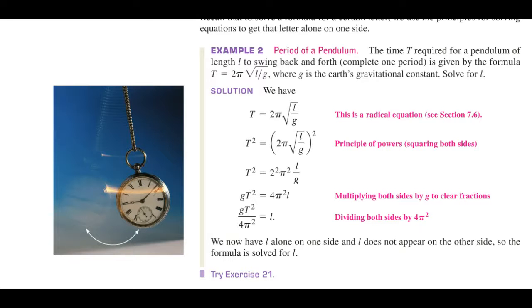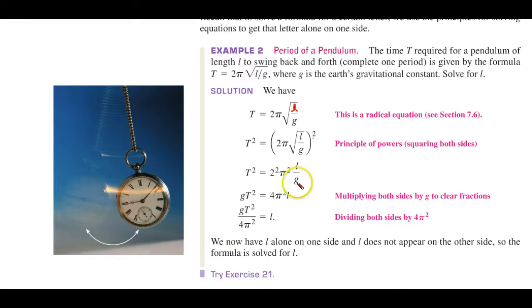Okay, let's take a look at this. The letter we want to solve for is L right here. Now, what I would suggest we do is to get rid of the radical sign, and that's what they're doing. They're squaring both sides. So you get t squared. This becomes 4 pi squared, and then this just becomes the radicand.